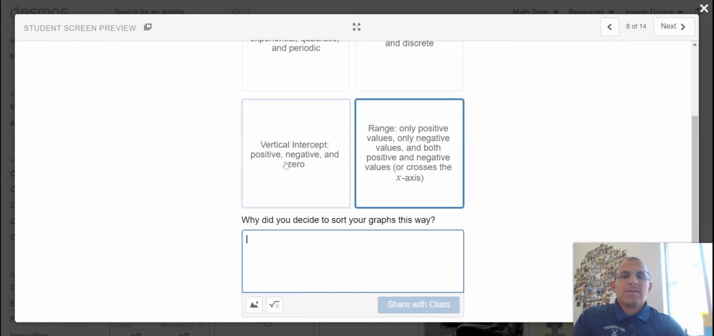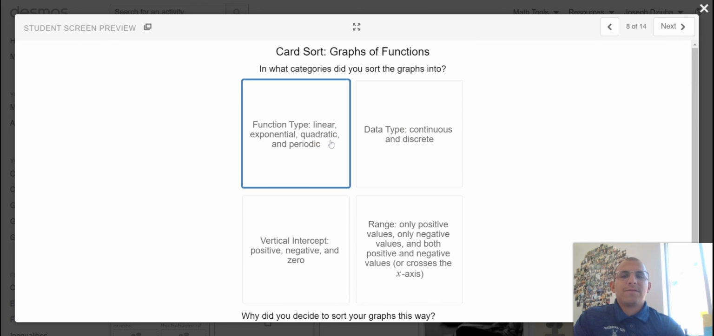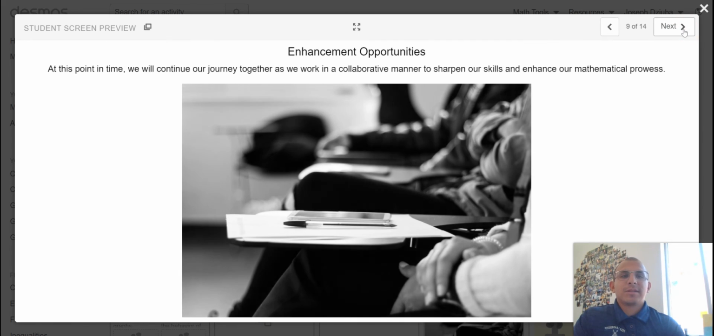But what do you think? Vertical intercepts, range, data type, function type, or something else altogether? And that's where we're going to pause for our initial exploration into the period of a function.